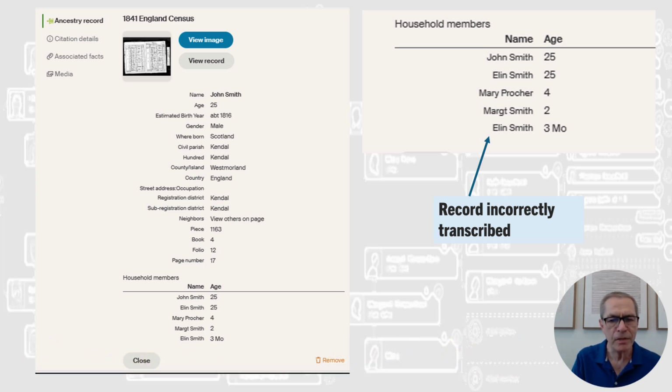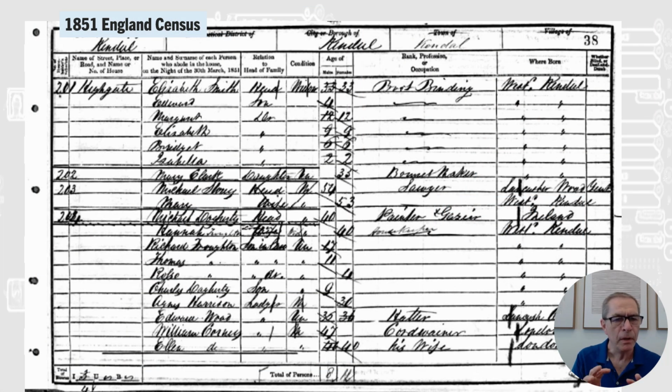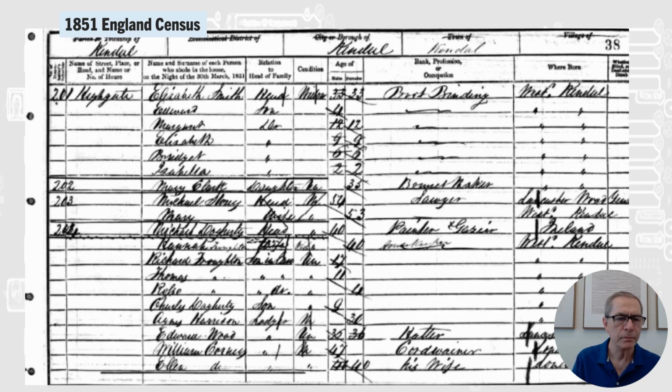But let's go and look at the 1851 census. Here we are at the 1851 census. Again, slightly different format to the 1841. But let's zoom into our Smith family.